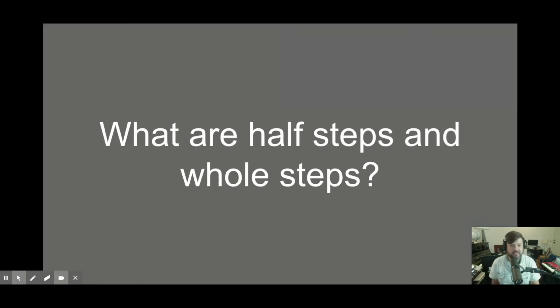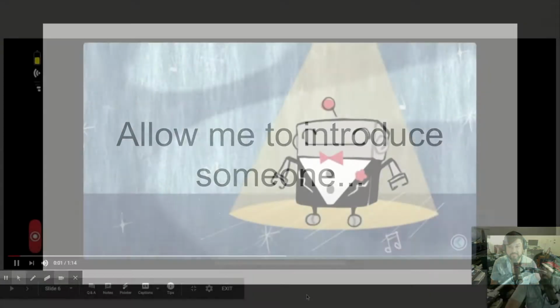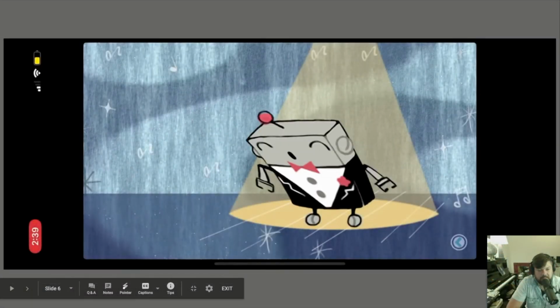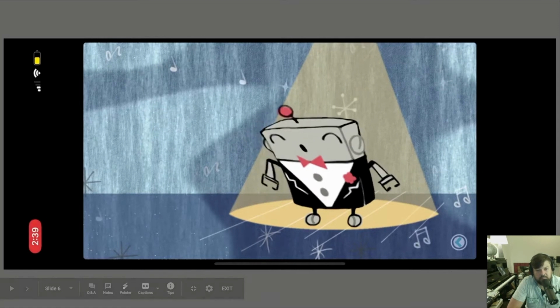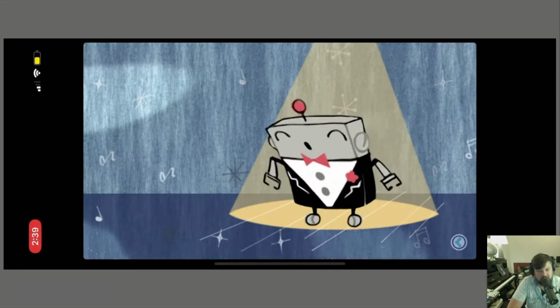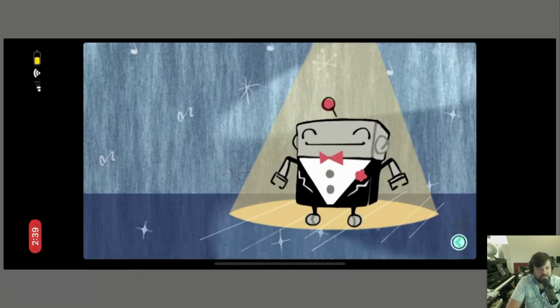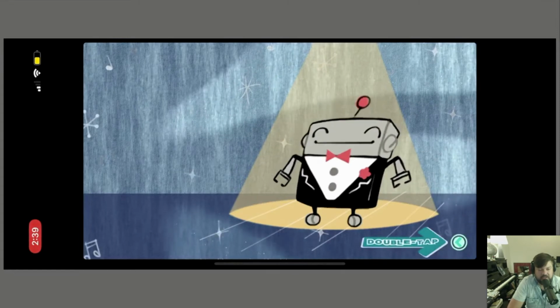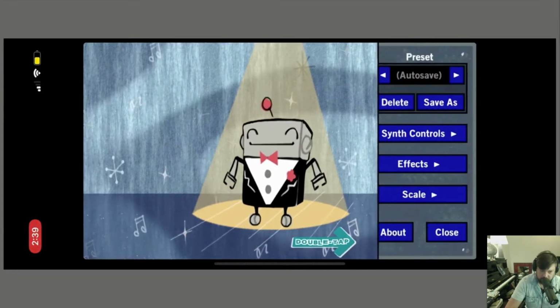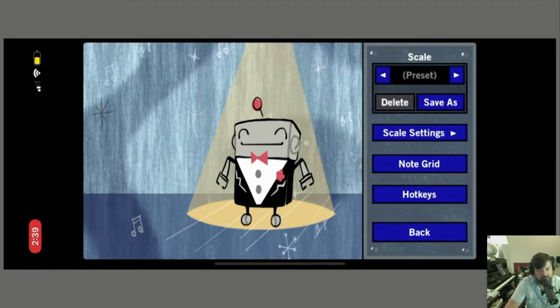What are half steps and whole steps? Well, allow me to introduce someone to you. His name is Bebot. Here is Bebot singing low. It's me sliding my finger to the right and to the left on this little app. It's a basic synthesizer, and when you hear the sliding, you don't really hear any delineation of notes. You don't hear different notes.